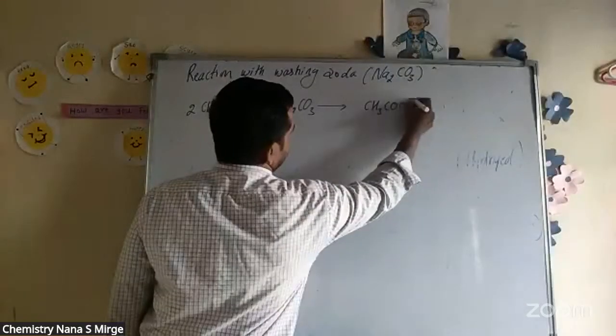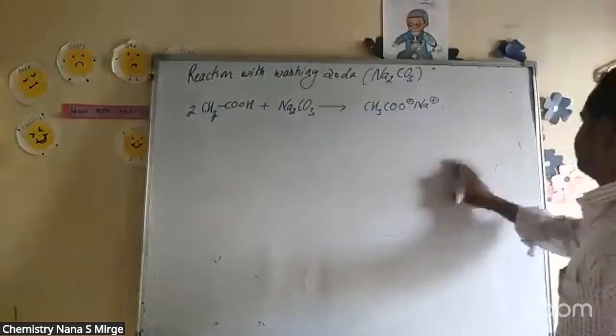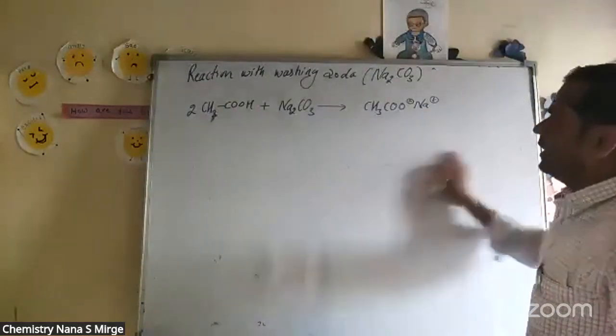Here CH3COO negative and Na positive, that is CH3COONa, and water and carbon dioxide are liberated.